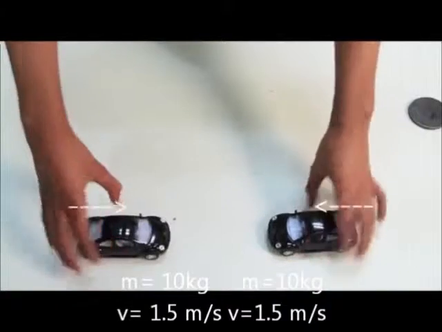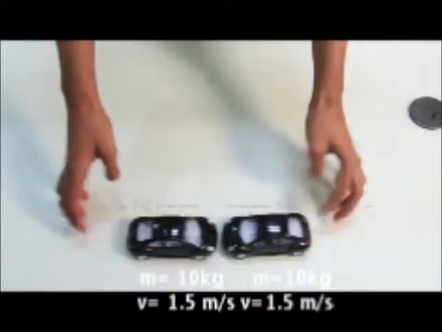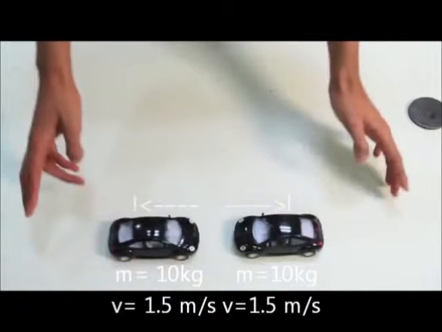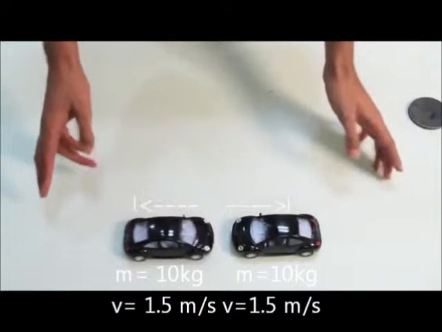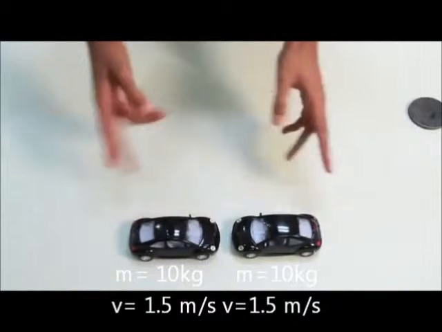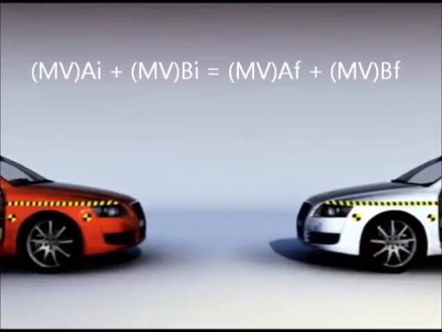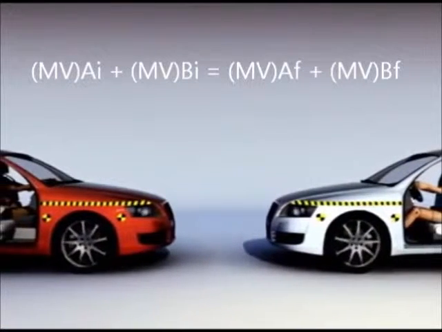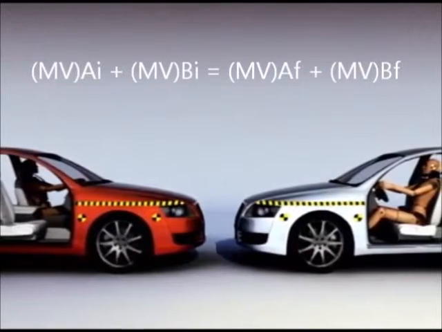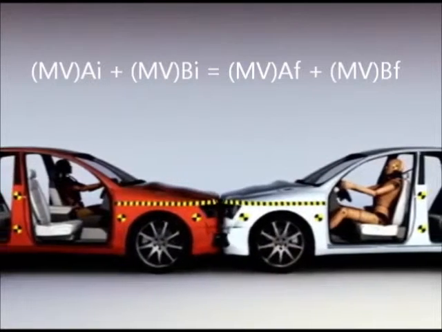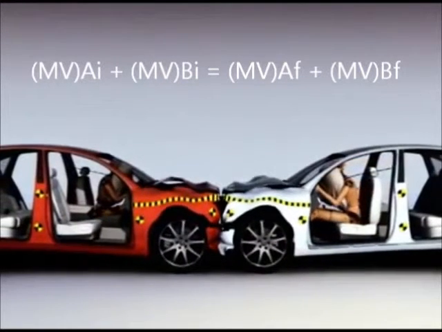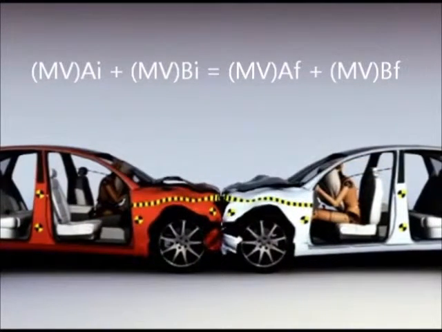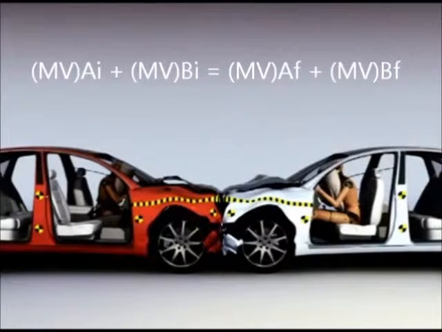So the first collision is an elastic collision. This is what happens during an elastic collision. Car A and car B initially collide, moving towards each other. The cars rebound in the opposite direction, and the momentum of the system is conserved. Therefore, the formula for an elastic collision is momentum of A initial plus momentum of B initial equals momentum of A final plus momentum of B final. In other words, momentum is conserved.